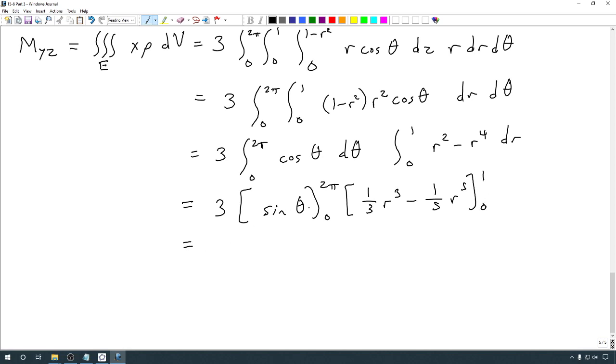But now something kind of interesting happens. When we plug in 2 pi and 0 into sine, both of those give us zeros. So actually, this part's 0 and none of the rest of it matters. So that's kind of interesting, but maybe not totally unexpected if you know what to look for. We'll come back to exactly how you might predict that in a moment. But let's actually go ahead and find the other moments.